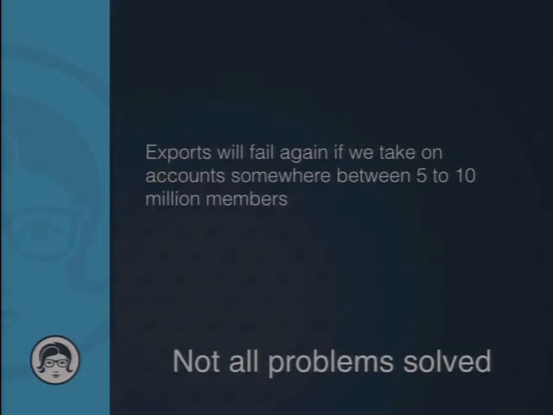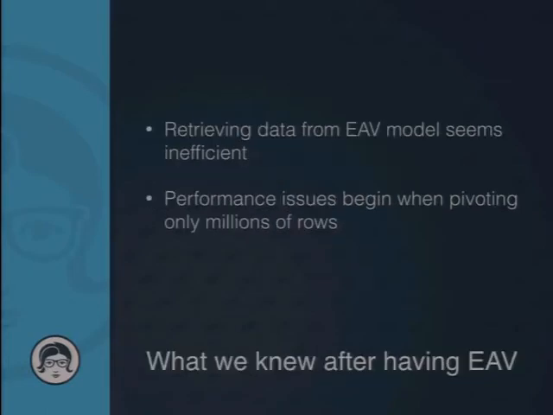But we still had some problems. In experimenting with our growth, seeing how large of customers we could come out with, we found out that even using the crosstab function, if we had member lists somewhere between 5 and 10 million, we couldn't get the data out within 12 hours. Something was still taking too long. So at this point, we're looking at our data model choice and deciding that maybe this is a little too inefficient.